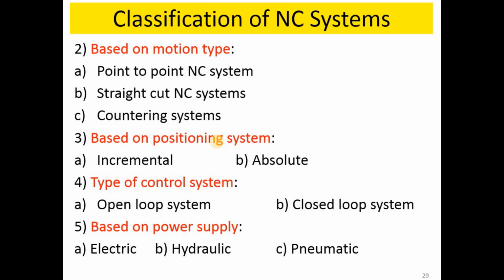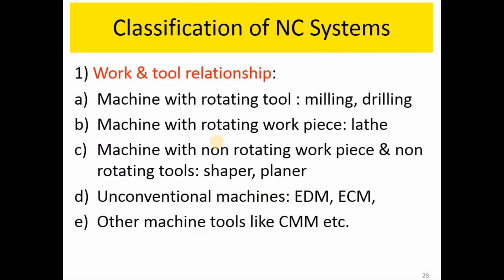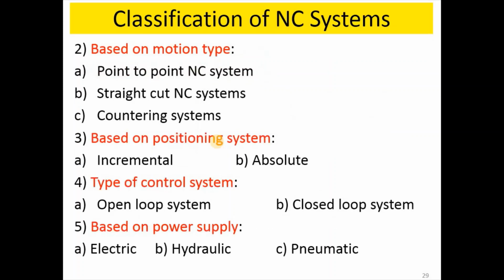Next type, based on the motion type: point to point, straight cut, contouring. Based on the positioning: absolute, incremental. Types of control system: open loop, closed loop. Based on the power supply: electric, hydraulic, and pneumatic. So this is just the classification of the NC system. In the next lecture we'll see it in detail.